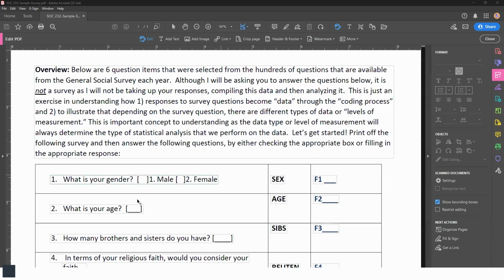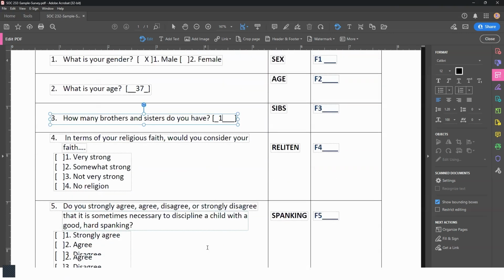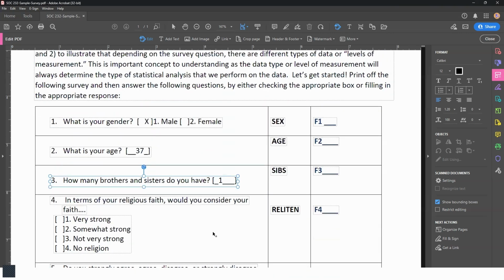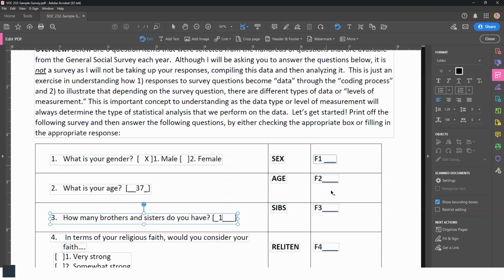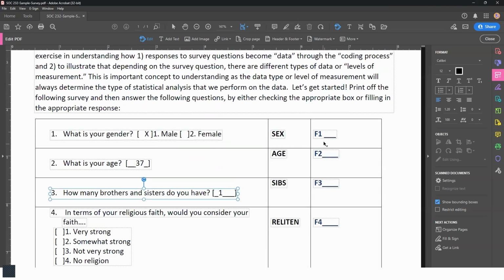Now, in this situation, if I were to fill this out myself, I might fill it out like this: age, sisters, and so on. And I would code each of these things in this column to fit the specific codings. So here, instead of putting male, I'm going to actually put the idea of 1. For age, just my age, 37. Brothers and sisters, 1.